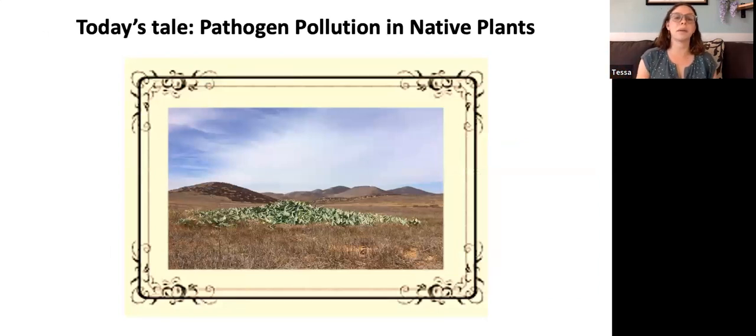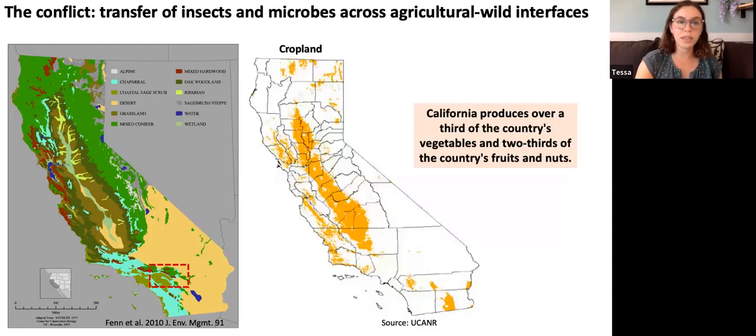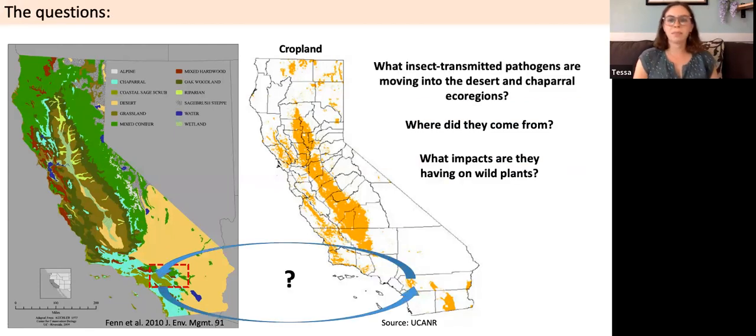For today's tale, I'll be talking about pathogen pollution in native plants. The setting of the story is the California desert and chaparral ecoregions. This may not be a surprise, but California has a rich diversity of habitat, and a lot of it has drought-adapted perennial plants. As well as prime chaparral and desert habitat, we also have prime agricultural habitat. California produces over a third of the country's vegetables and two-thirds of the country's fruits and nuts. So we have both wild areas, a lot of them, and also a lot of agriculture. You can see how the stage is being set. My questions are, what insect-transmitted pathogens are moving into desert and chaparral, where did they come from, and what impacts are they having on the wild plants?